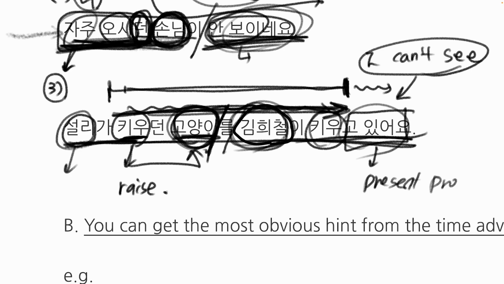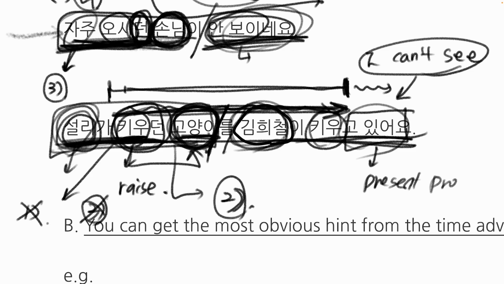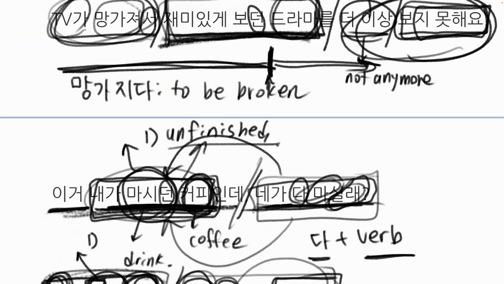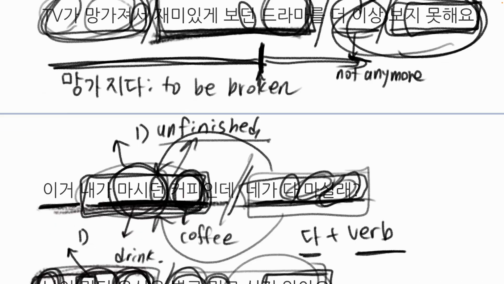So the cat that 설리 raised, this would use 던 because Seolli is not here anymore. She passed away around 3 to 4 years ago. So this can only mean number 2. The cat that she used to raise. It's not an unfinished action or Seolli has been raising it, because she's not here anymore. She's been gone for the past 3 to 4 years. So you can figure out what 던 means in a particular sentence or phrase by looking at the general context.